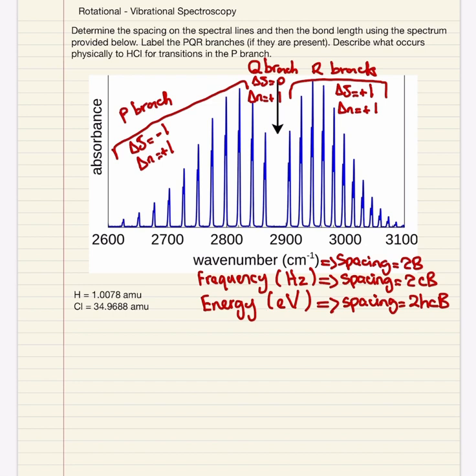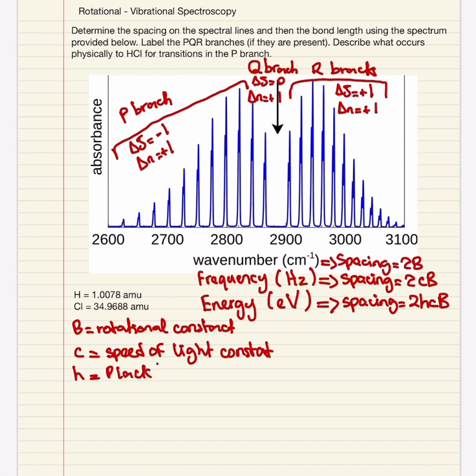B is the rotational constant, c is the speed of light constant, and h is the Planck constant. They all have values. However, here we're going to use the first formula, the wave number one.